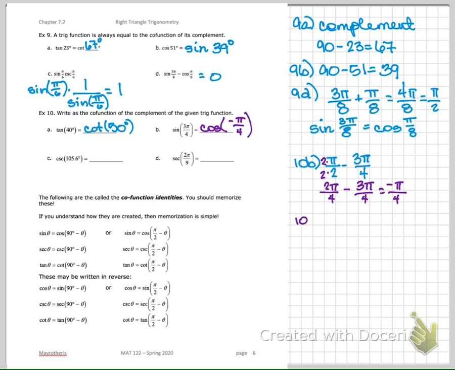Same thing on 10C, just randomly changing colors, no big deal. We got 90 minus 105.6. We get a negative 15.6 degree angle. So we have cosecant, the cofunction is secant, negative 15.6 degrees.